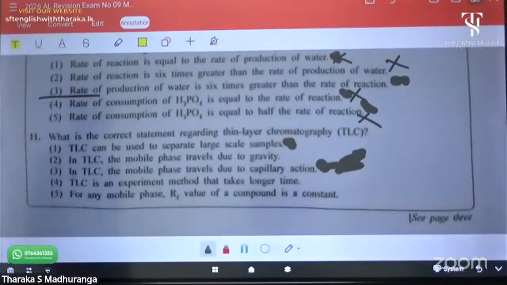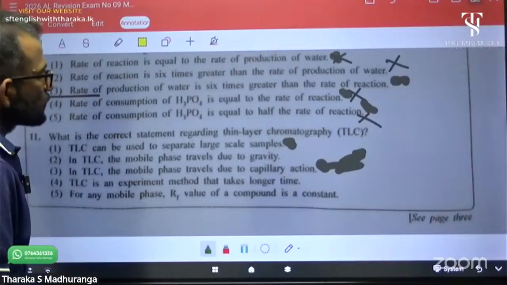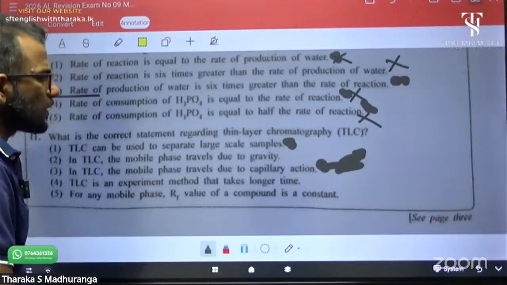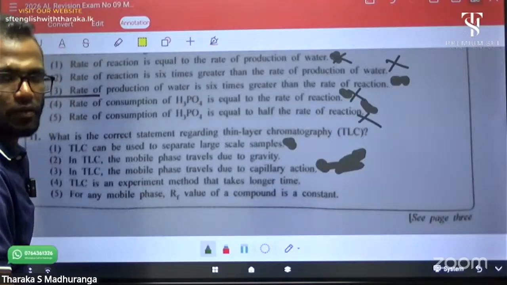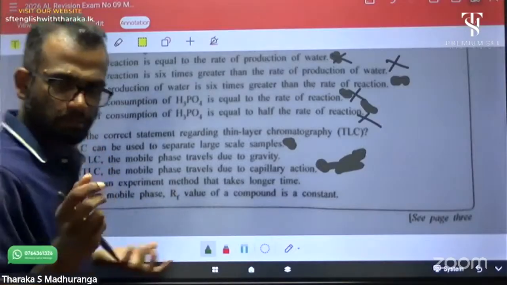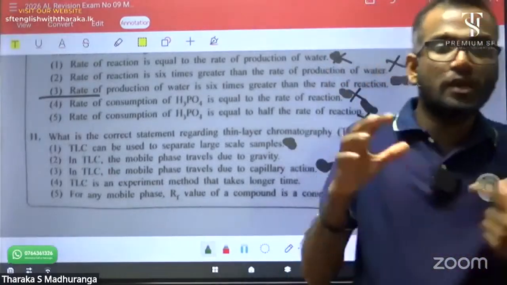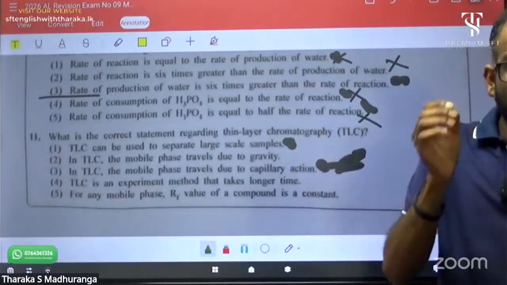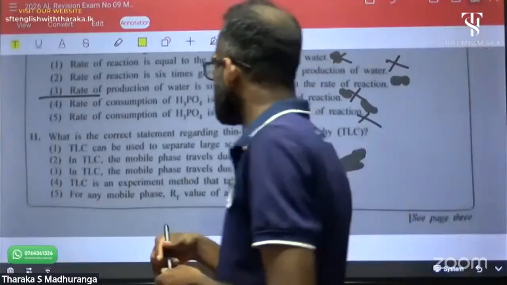What is the correct statement regarding thin layer chromatography? TLC can be used to separate large scale samples. No, we can't use large scale samples. It's only a simple technique, right? If there is a large population of compounds in a single fruit product, we have to first separate by column chromatography. No.